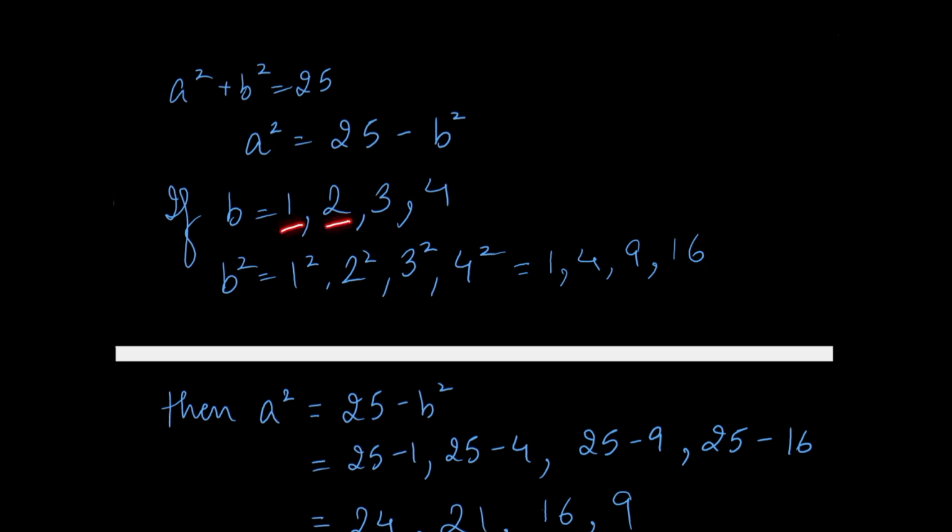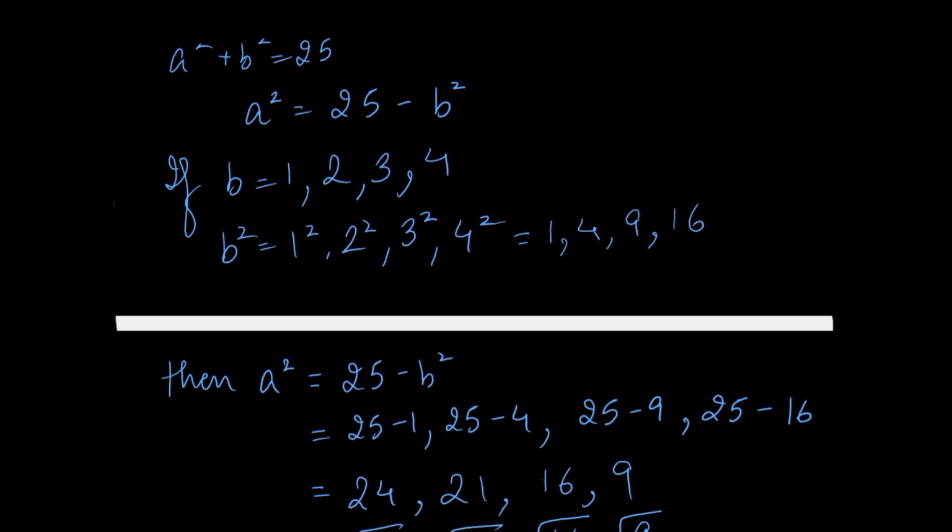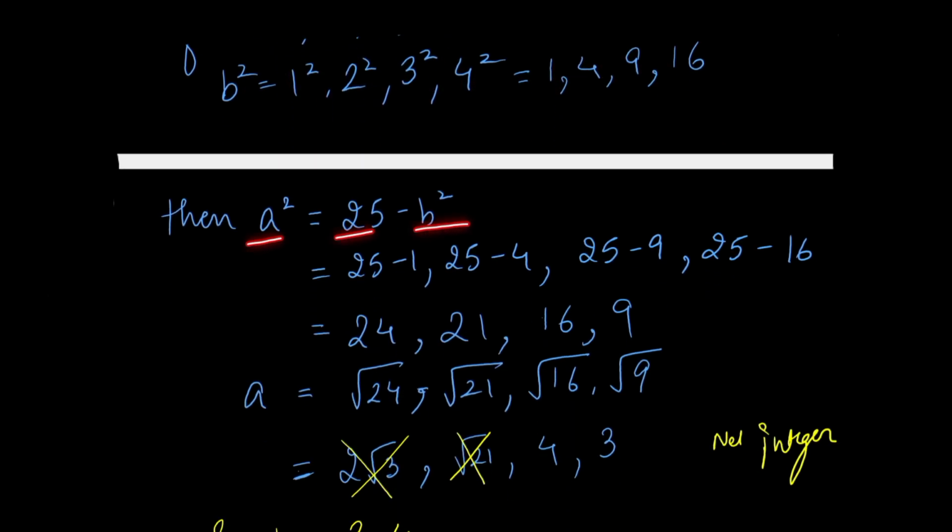Now B can be 1, 2, 3 and 4, and we will be taking B square as 1 square, 2 square, 3 square, 4 square. 1 square gives us 1, 2 square gives us 4, 3 square gives us 9 and 4 square gives us 16. Then A square is equal to 25 minus B square. That is, if we take B as 1, 25 minus 1 is equal to 24. B as 2, so 25 minus 4 is equal to 21. B as 3, 25 minus 9 is equal to 16. B as 4, 25 minus 16 gives us 9.